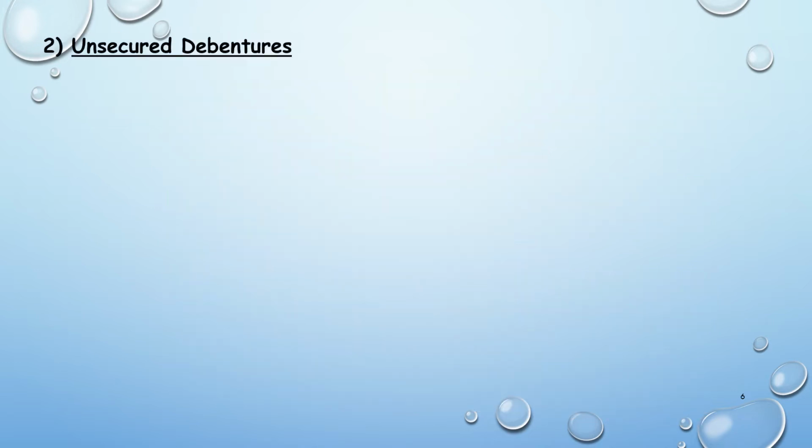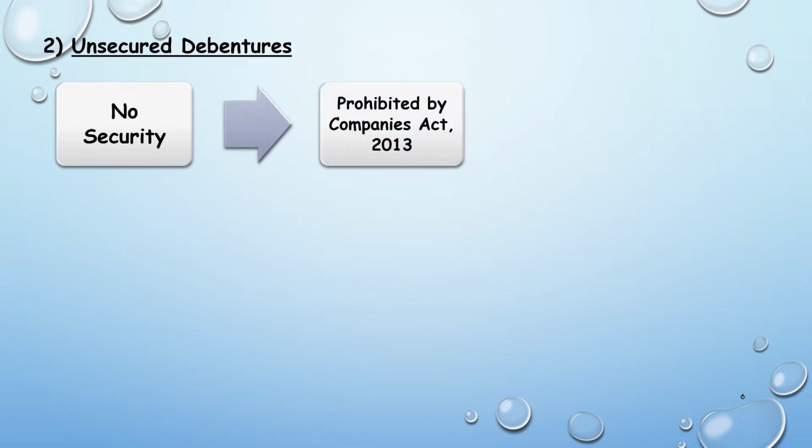Let us now move towards the second type, which is unsecured debentures. Unsecured debentures are those debentures which do not provide any security to debenture holders regarding payment of interest as well as repayment of capital amount. They are considered to be unsafe. However, the issue of unsecured debentures is prohibited by the Companies Act 2013, which means that a company can issue only secured debentures, which provide complete safety to the debenture holders.